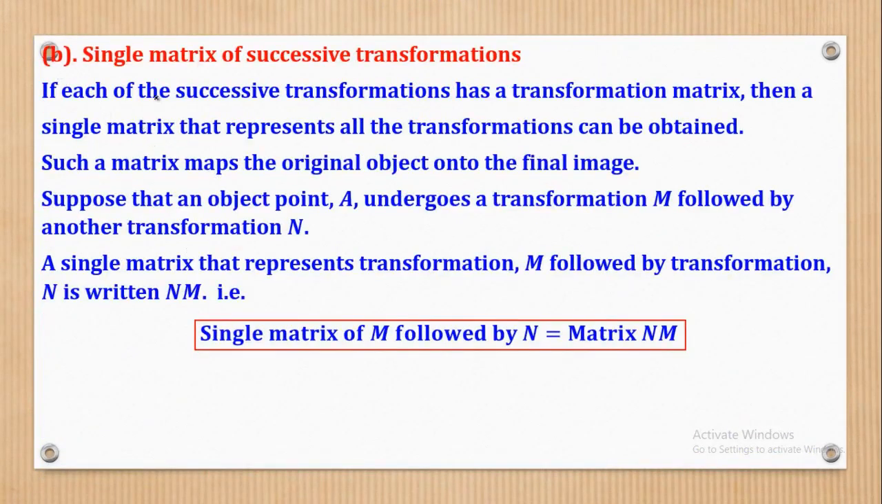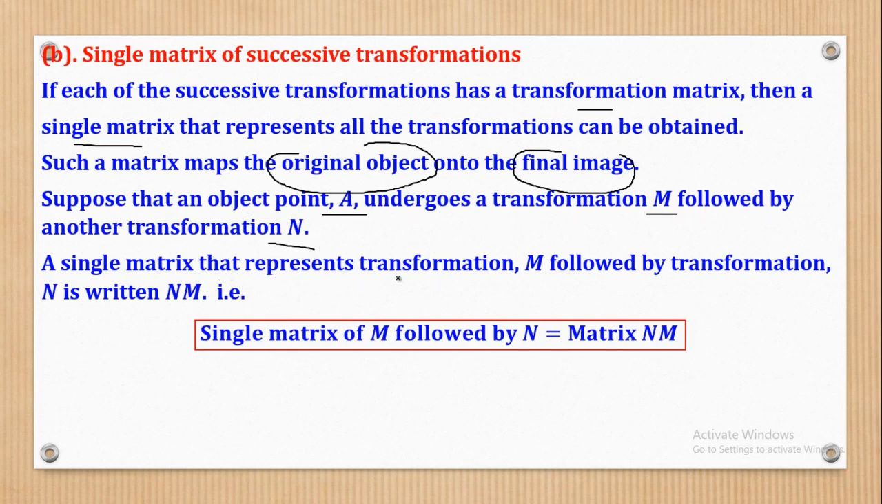Now we shall go to part B, which says a single matrix of successive transformations. If each of the successive transformations has a matrix, then a single matrix that represents all the transformations can be obtained. Such a matrix maps the original object onto the final image. Therefore, suppose that object A undergoes the transformation M followed by another transformation N.